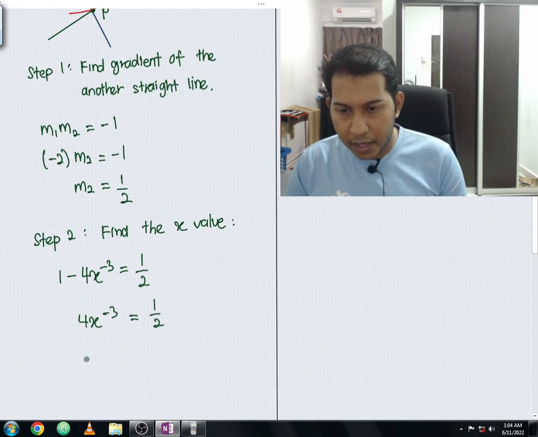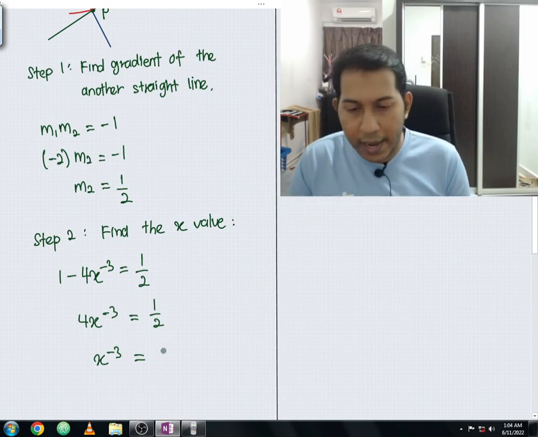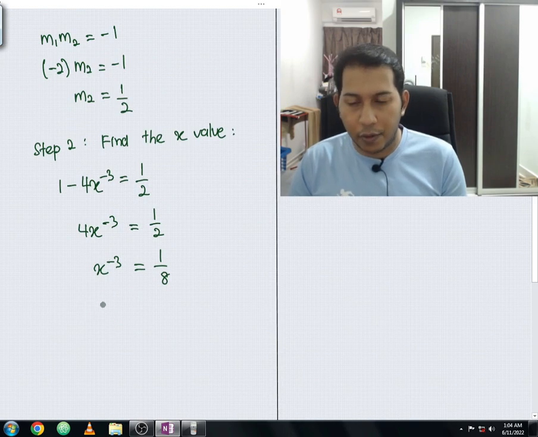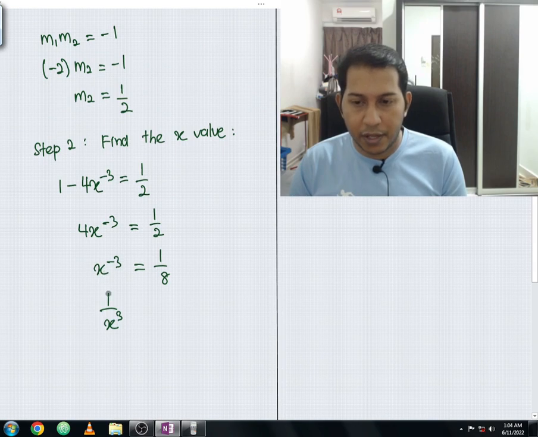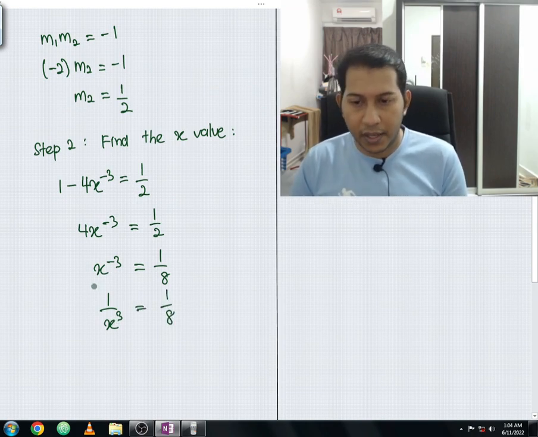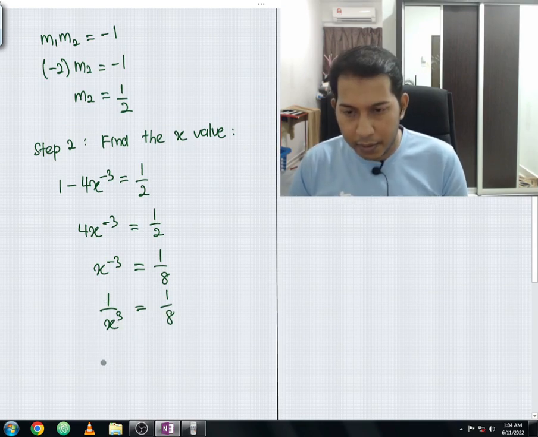So from here, x to the power of negative 3 equals 1/2 divided by 4. So 1/2 divided by 4, you should get 1/8. Another way to write x to the power of negative 3 is in fraction form, which is 1 over x to the power of 3. So from the index form, you change it to the fraction form, equals 1 over 8. The 1 and 1 you can cancel, so you're only left with x cubed equals 8.